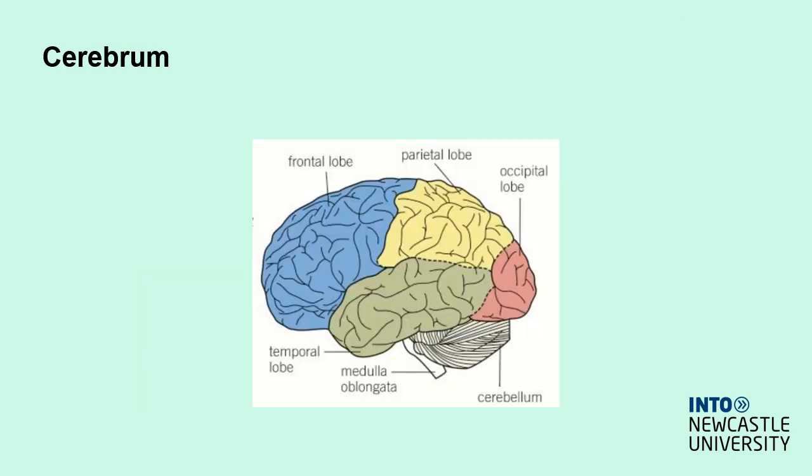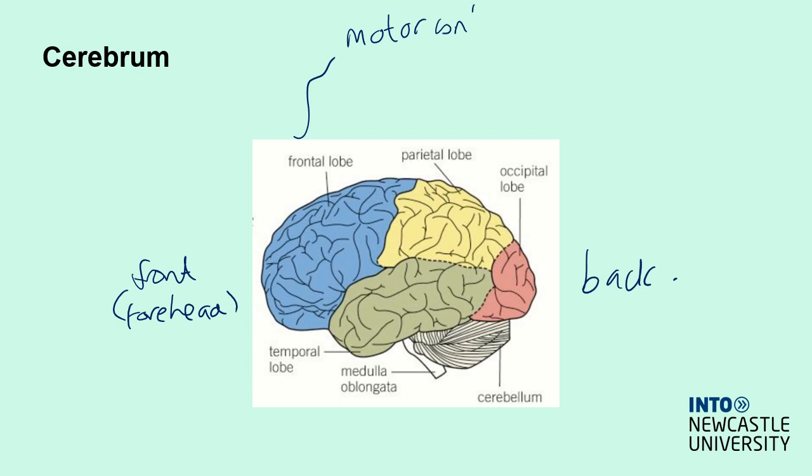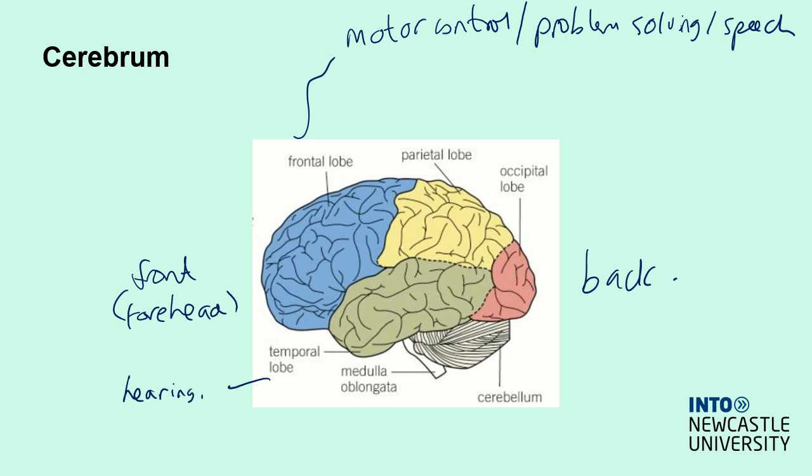The cerebrum, in addition to the left and right hemispheres, is separated into different lobes, which are known to have different functions. Frontal lobe, so this is the front of your brain, so this is your forehead, and this is the back of your head. Frontal lobe has things like motor control, problem solving, speech. They're controlled by the frontal lobe. Temporal lobe in green here is your hearing, your language skills, memory are in your temporal lobe.